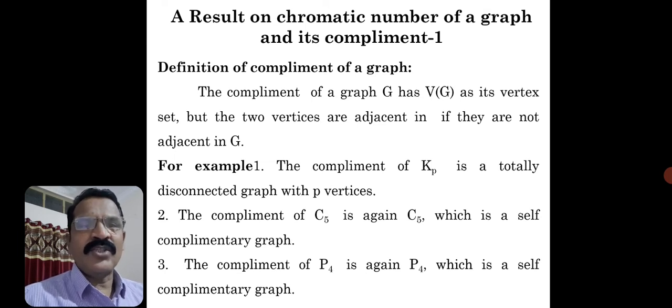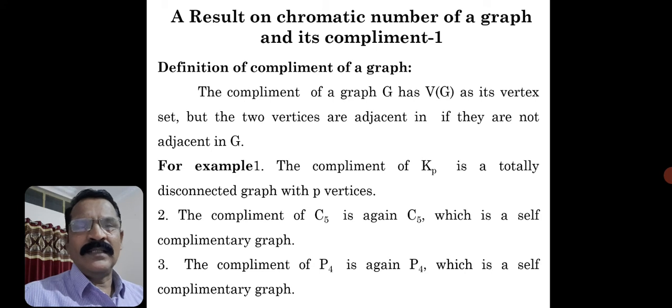Similarly, if I ask you to find out the complement of a path with 4 vertices, if you try by yourself, what will you come to know? The complement of the path P4 again contains 4 vertices. If you see, it is isomorphic to P4 only. It implies P4 is also a self-complementary graph. A graph is said to be self-complementary if G and G bar are isomorphic.